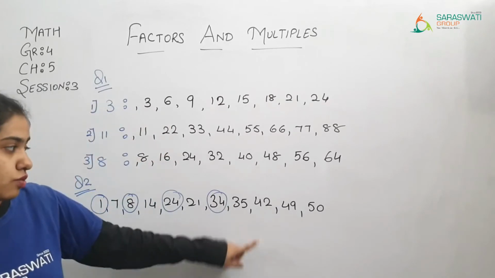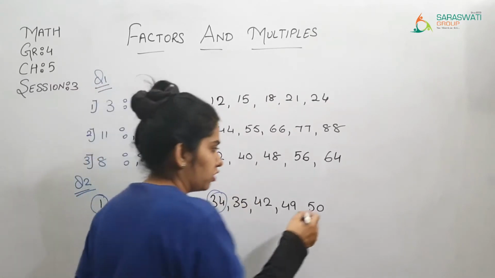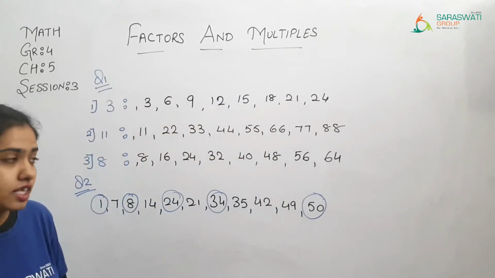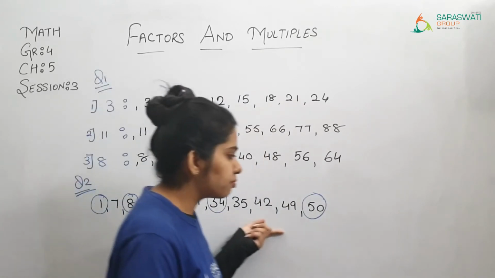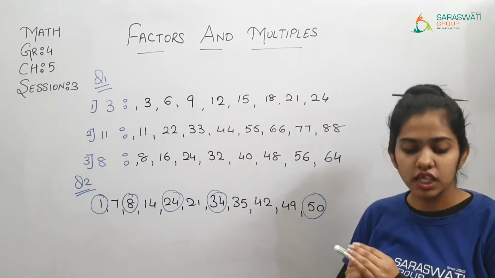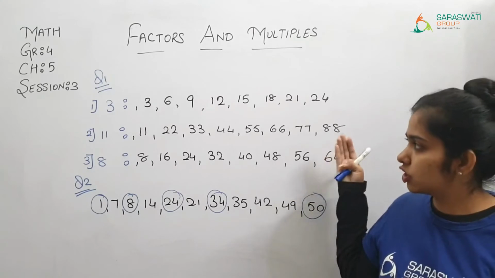7 6s are 42. 7 7s are 49. તો 50 તો આવે જ નહીં એના 7 ના ટેબલમાં. Right? So in this way you are supposed to find out કે આમાંથી કયા multiples છે એ 7 ના નથી. So these are our two questions.